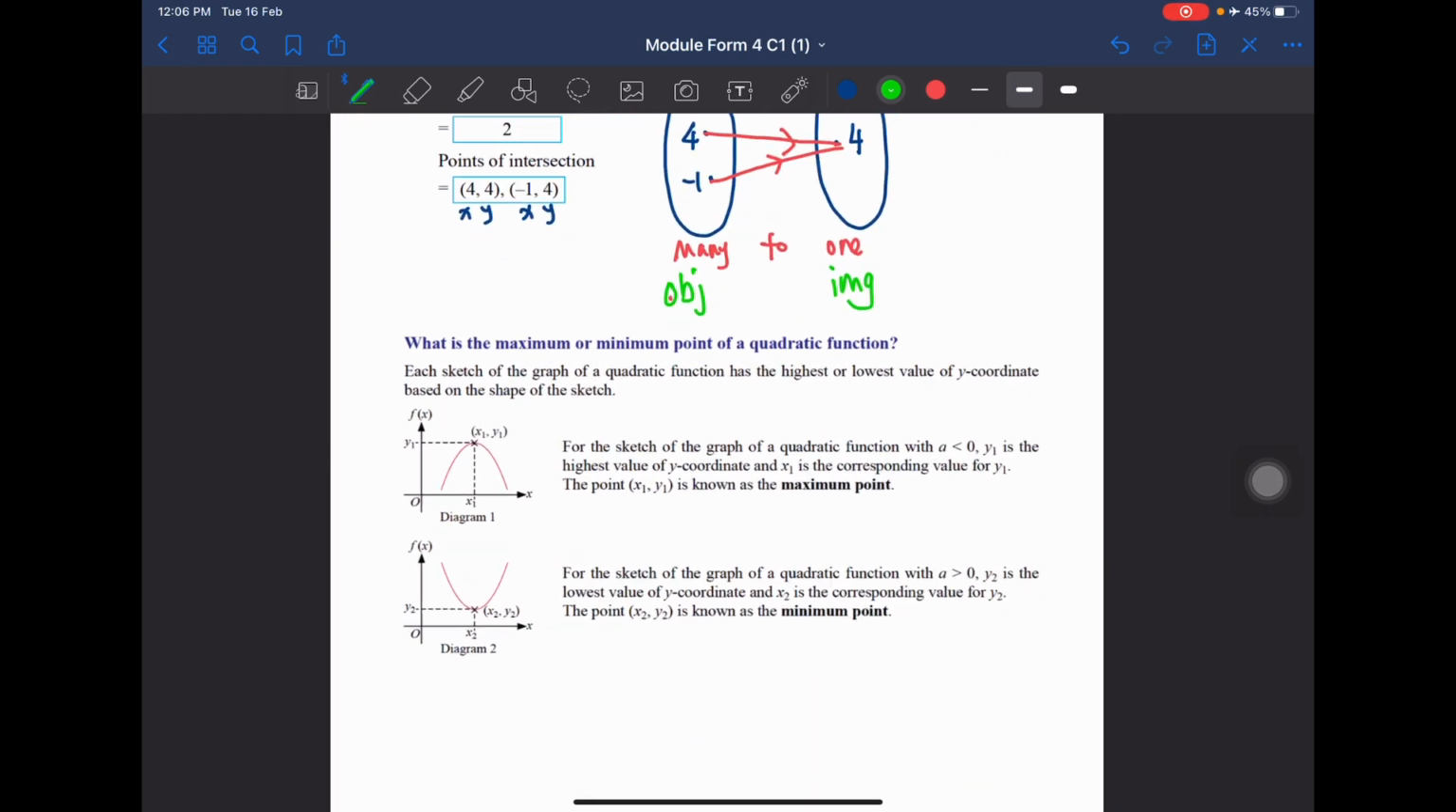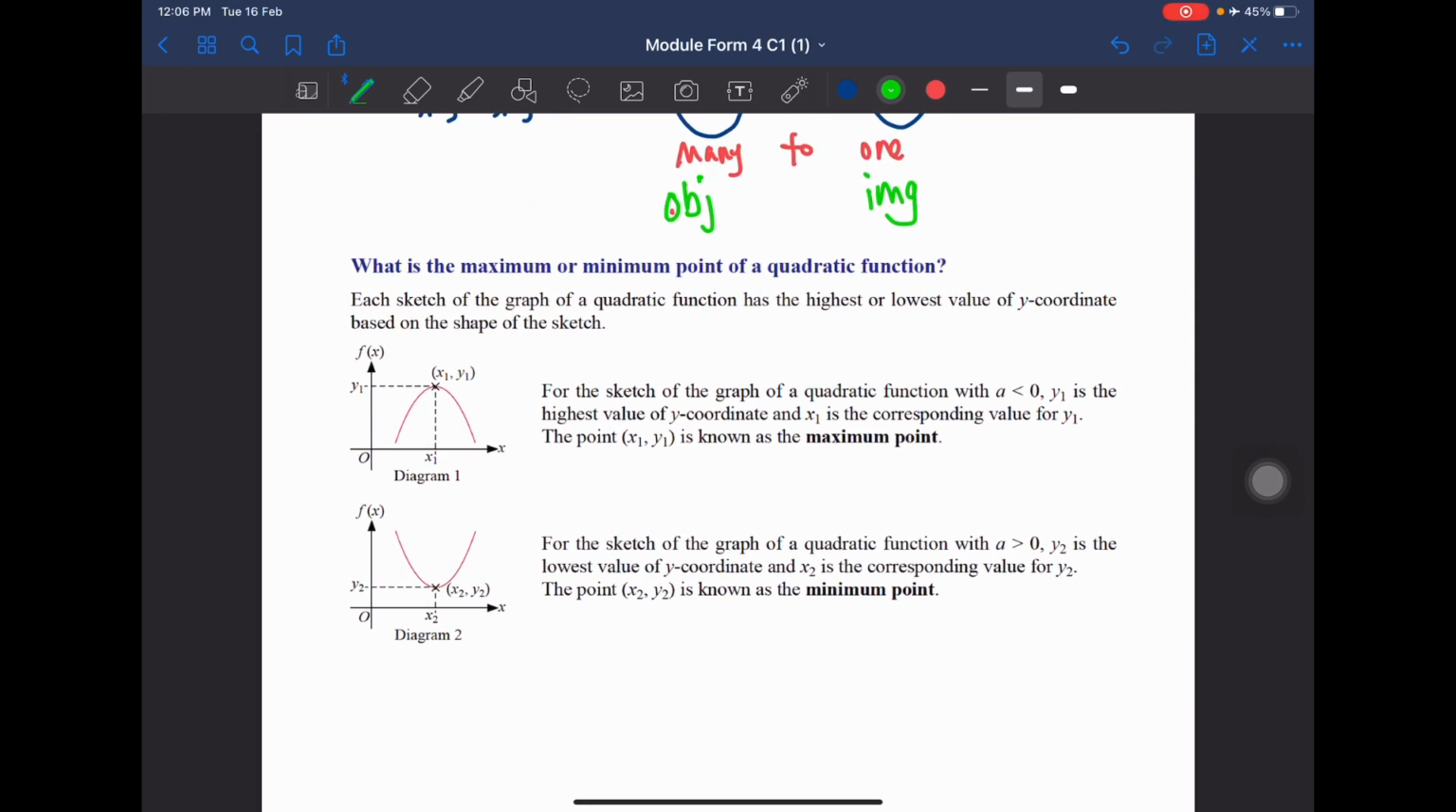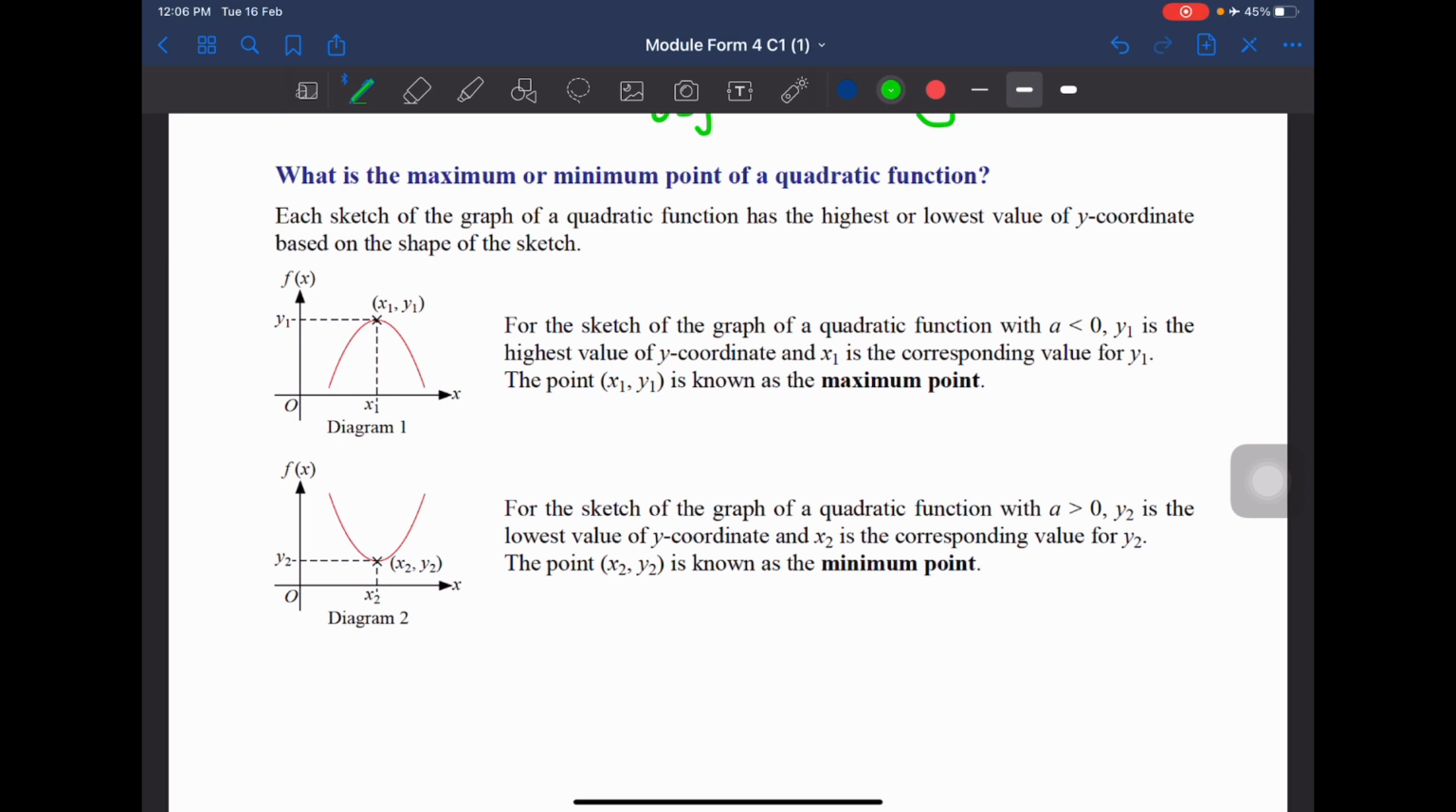So next part of our notes, we have what is the maximum or minimum point of a quadratic equation. Ni yang famous lah kalau kita belajar tentang quadratic equation, kita tak boleh miss benda ni. Yang ni awak kena tahu. So dalam quadratic equation atau quadratic function, ada dua benda yang perlu awak tahu. The first one is maximum point or minimum point.